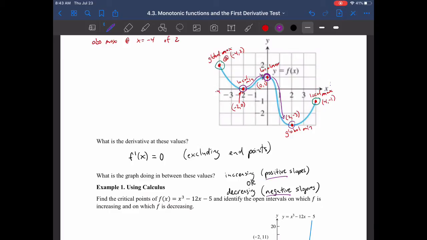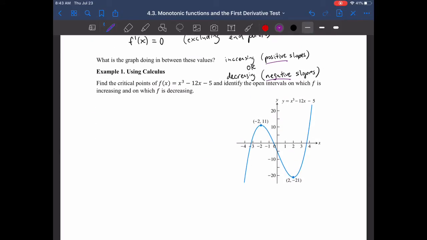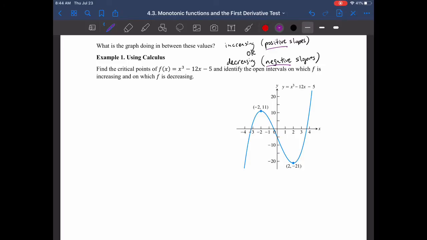All right, so let's see if we can use this. So example 1, find the critical points of f of x equals x cubed minus 12x minus 5, and identify the open intervals on which f is increasing and on which f is decreasing.